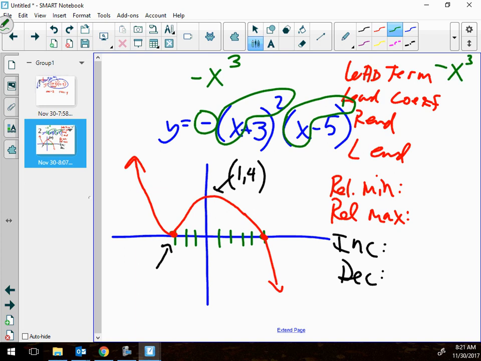How many of you have got that? Raise your hand if you've got that right. Okay, good. Then we'll go on to lead coefficient. It's a number. A coefficient is a number. It's the number in front of this. There is no number, but I'm going to put a 1, -1.